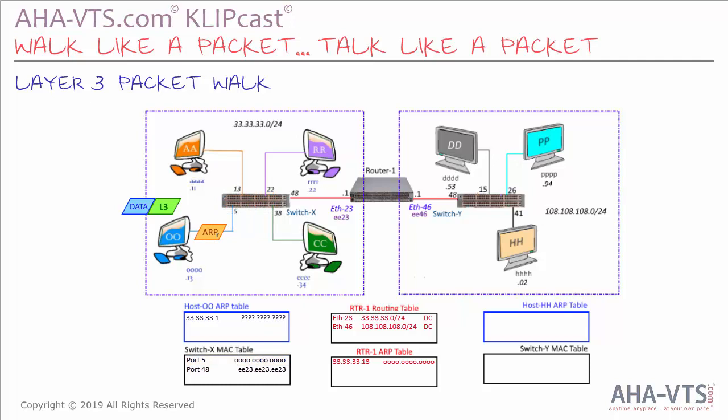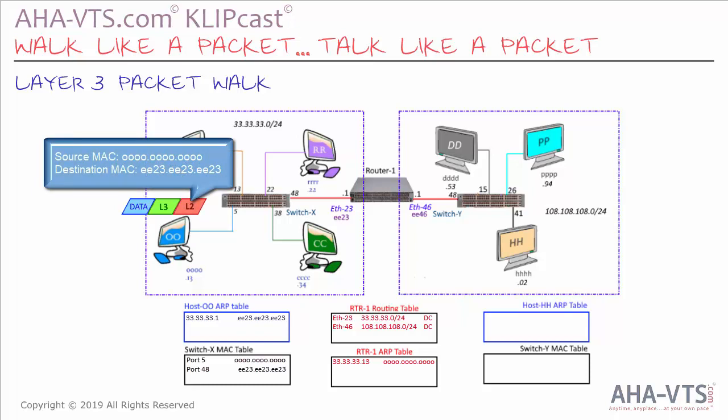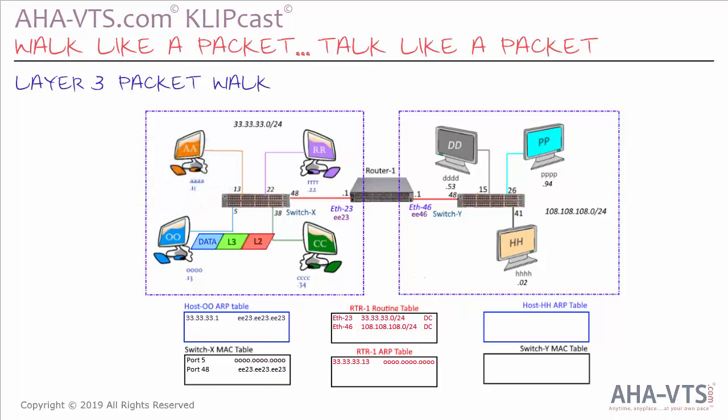Once host 00 receives the ARP reply, it will update its ARP table with the MAC address of the default gateway. Now the layer 2 header can be constructed with the source and destination MAC addresses. After all the pieces are assembled, host 00 can send the data to router 1.